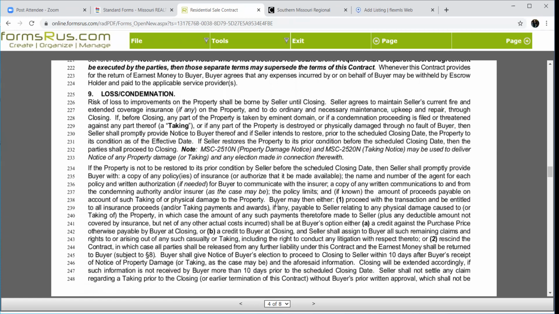Loss and condemnation, same thing. I'm not going to bore you with all the attorney lingo in here. But if there's a fire in the kitchen and we're supposed to close next week, the buyer has several options. One, we can just terminate the contract because the property's no longer in the condition that it was when they originally made their offer. Two, they can wait for the seller to fix the property and put it back into its original condition and then close. Three, the buyer can take the insurance proceeds and fix it themselves. Or four, we can just discount the property and buy it at a lower rate. So there are options that your buyer has in the event there is a catastrophic event at the property.